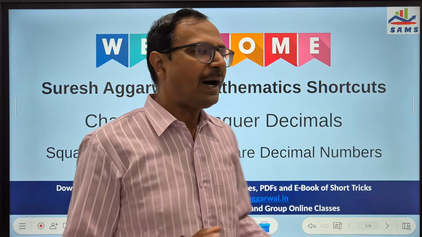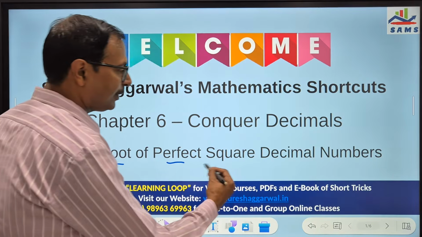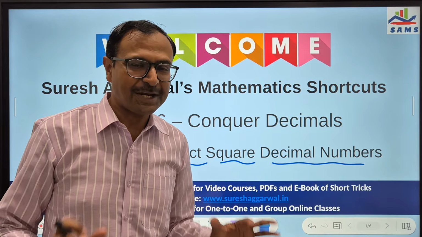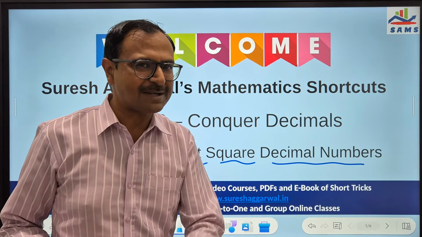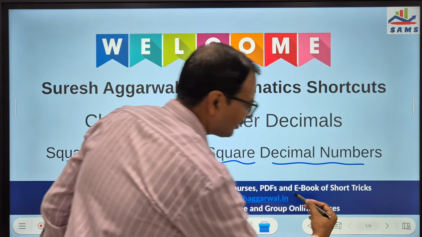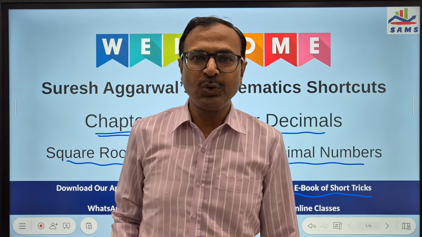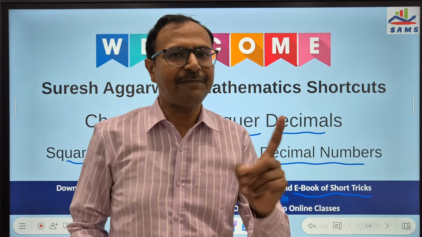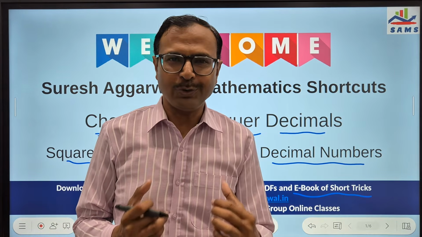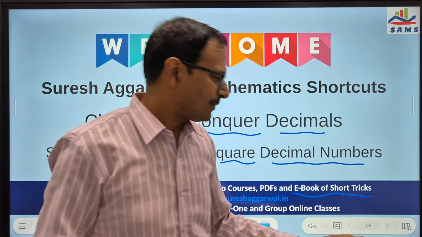And in this video, I am going to take up this amazing topic of finding the square root of perfect square decimal numbers. Very interesting and very important video for all maths lovers. This happens to be from chapter number 6 of our ebook of short tricks, Conquer Decimals. Once you know the tips and tricks, you can definitely conquer the decimals. So let me tell you briefly what this trick is all about, and then we will apply it to solve some questions.